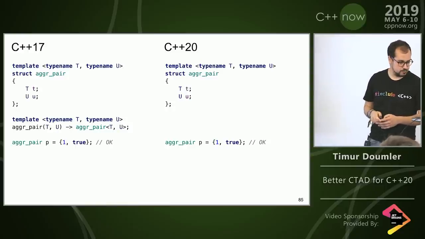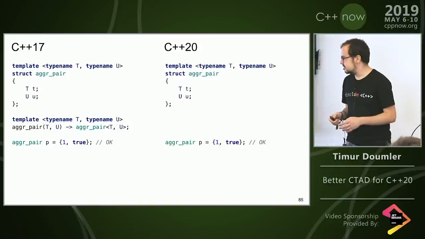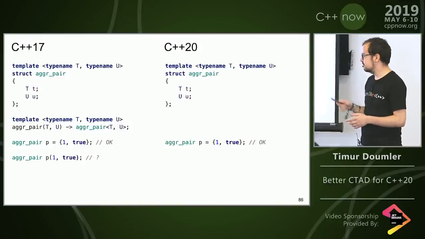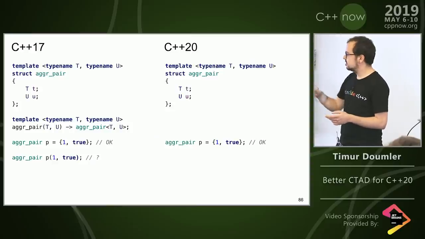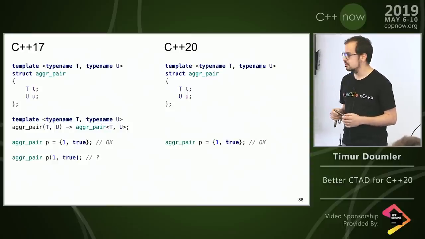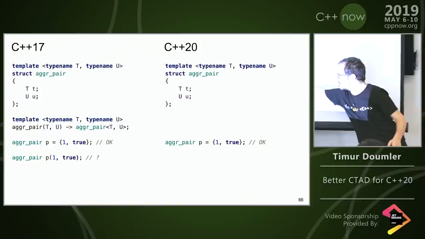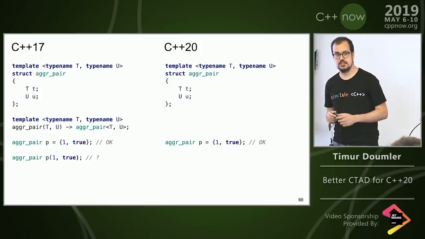And then, back in C++17, what would happen if you would write this? Again, an exercise to see whether you remember how CTAD works. What would happen here if you would do this in C++17?